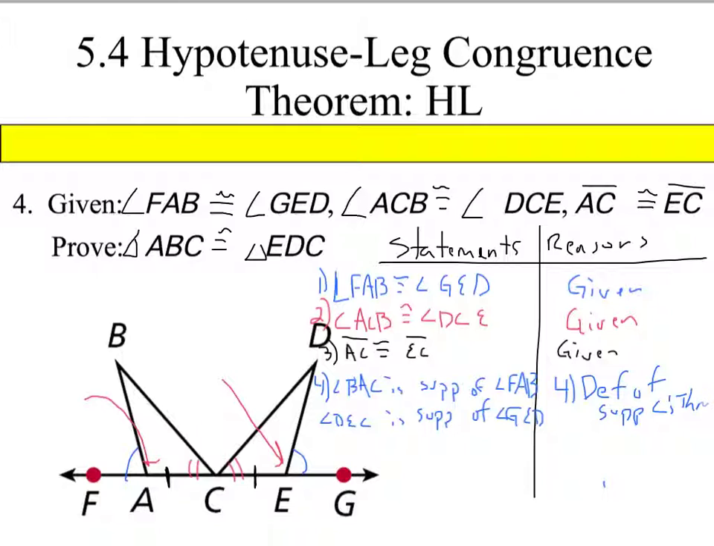Now remember, because those are supplementary angles, they add up to equal 180. So now step 5: because we know that both BAC and DEC are supplementary to the same angle measure, we can say that they are actually congruent. So in our statements, it looks like this.